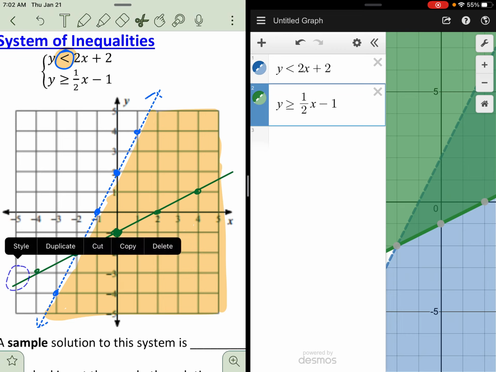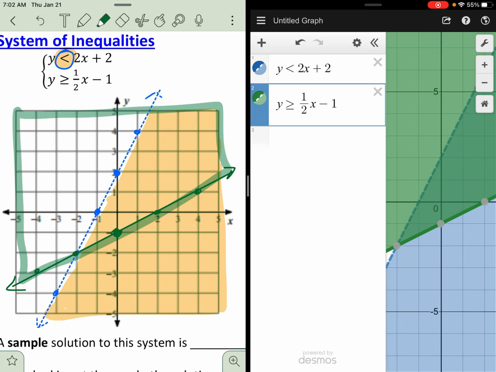All right, and again, don't forget your arrows because it goes on forever. And it is shaded above because it's greater than.